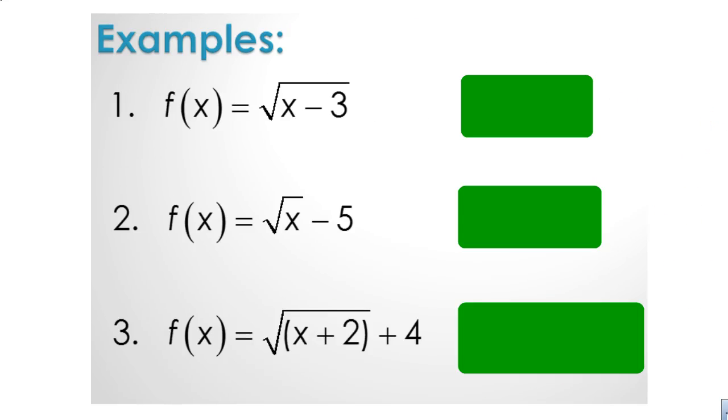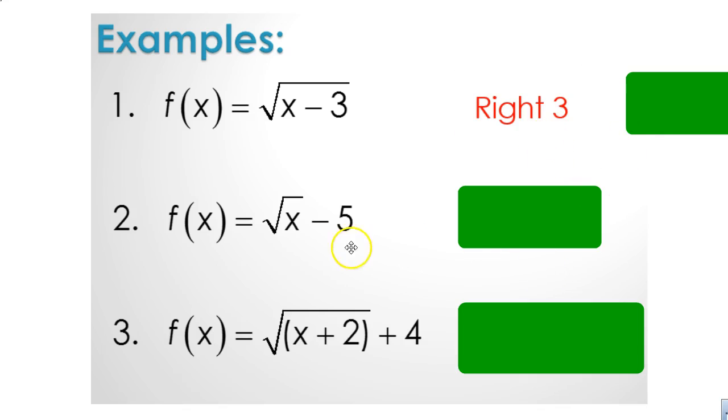So we've got some examples here where things are all mixed together. f of x equals the square root of x minus 3. This minus 3 is inside. Things inside behave weird. I know it's left or right, but since it's minus 3, it's going to be a shift to the right 3.